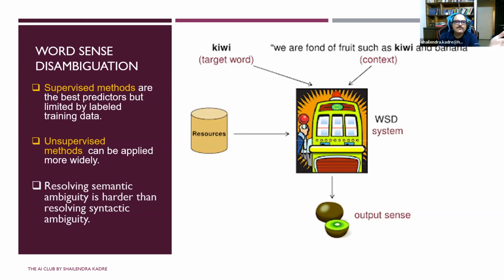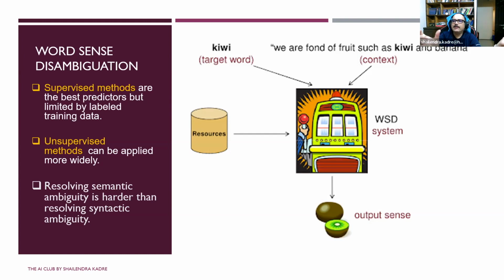For word sense identification, there are two types of methods available: supervised methods and unsupervised methods. As machine learning engineers, you have already learned classical machine learning and deep learning, so you are aware of what supervised and unsupervised methods are. Supervised methods are the best predictors, so this kind of disambiguation can be done best using a supervised method. But there is a challenge: you need to do hand labeling. The y variable, the dependent variable, is needed.